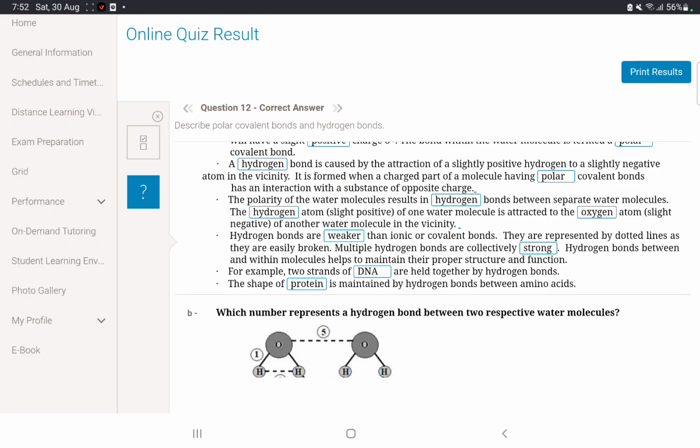Multiple hydrogen bonds are collectively strong, so they are strong together. Strength in numbers, okay, remember that. For example, 2 strands of DNA are held together by hydrogen bonds. Our DNA is connected by hydrogen bonds. Many hydrogen bonds, which makes it strong. The shape of protein is maintained by hydrogen bonds between amino acids. So just keep that in mind.